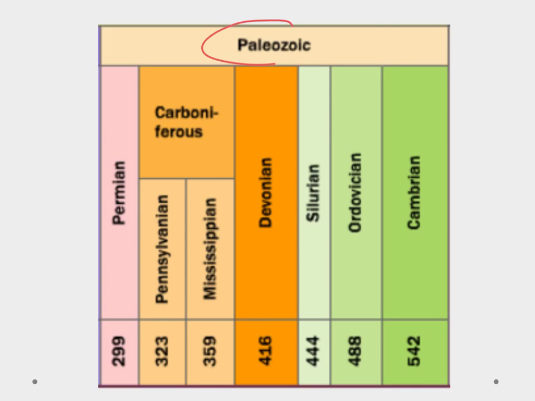Okay, so the Paleozoic Era is made up of several different periods, and these are what we're going to talk about a little bit. They range from the Cambrian all the way to the Permian period, and we can see that it went from about 542 million years ago to about 300 million years ago.